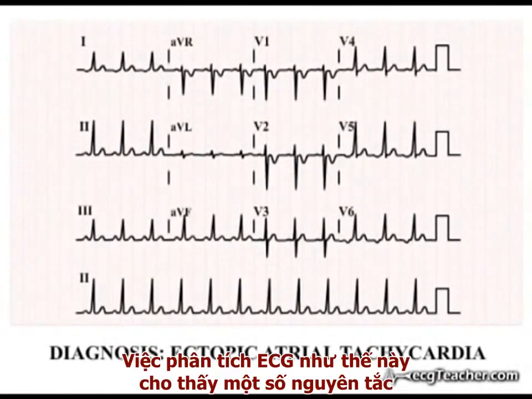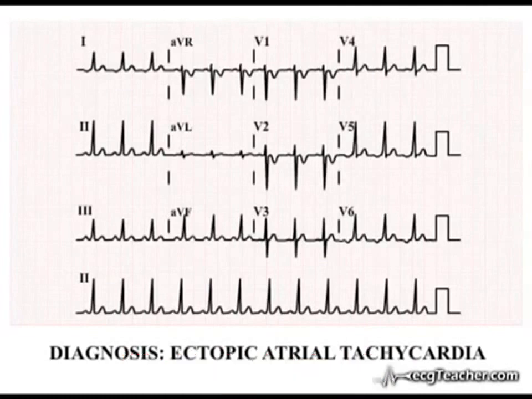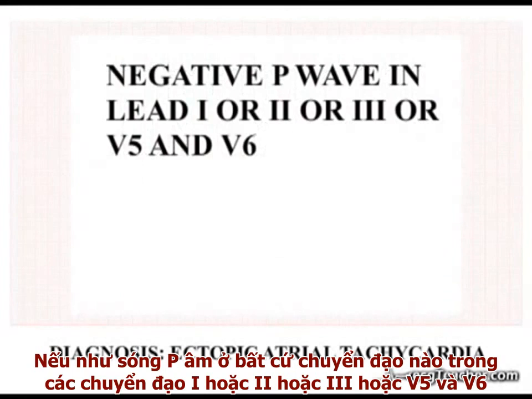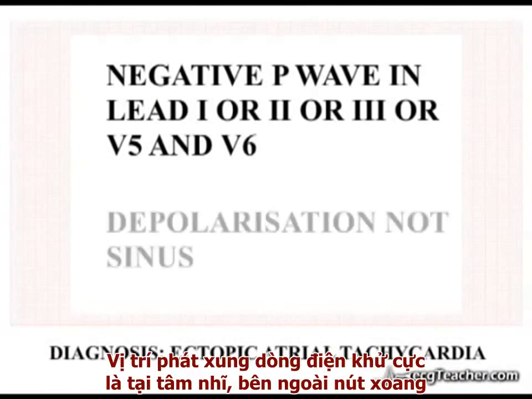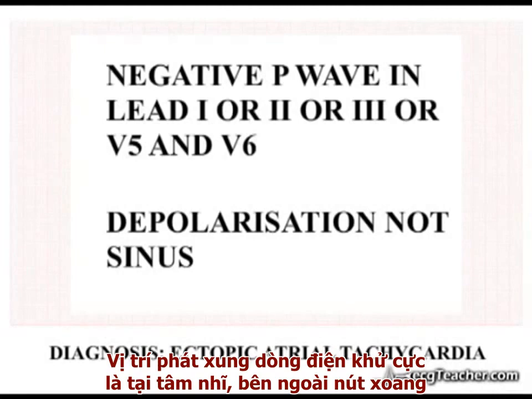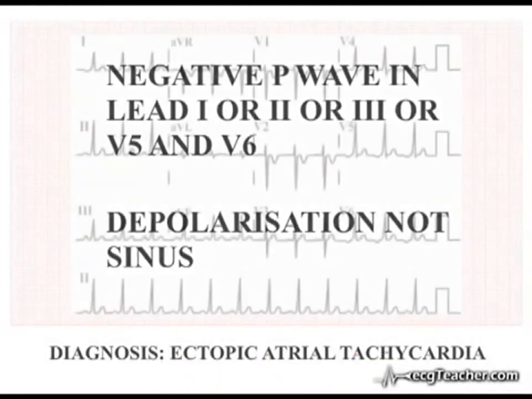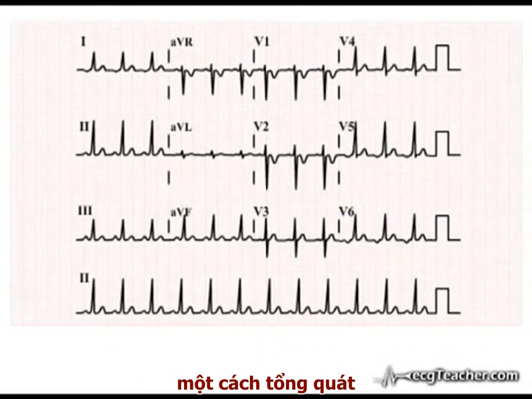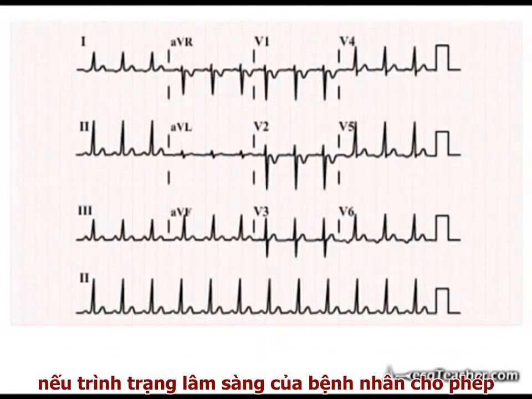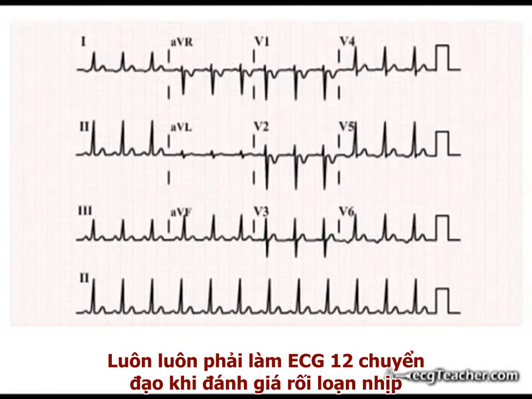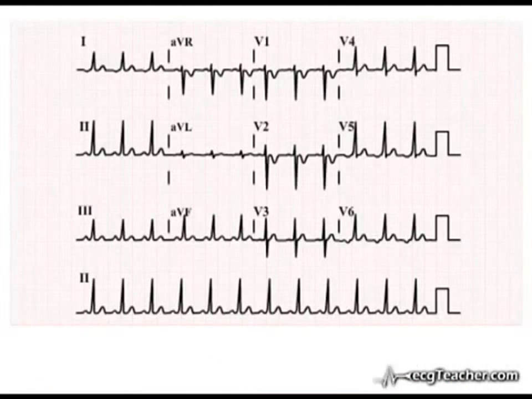Analysis of this ECG illustrates a number of principles. Firstly, in general, if P waves are negative in any of leads 1, 2 or 3, or V5 and V6, the origin of atrial depolarization is ectopic, that is, it lies outside the sinus node. Secondly, as a general point, if the patient clinical condition allows it, a full 12-lead ECG should always be obtained when trying to diagnose an arrhythmia.